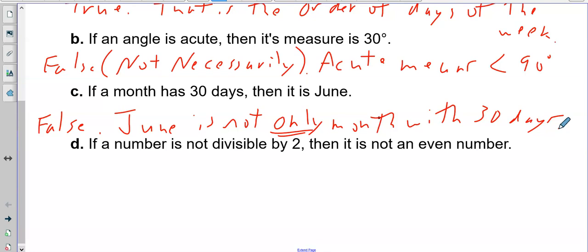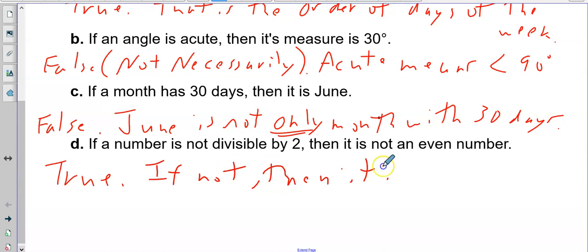If a number is not divisible by 2, then it's not an even number. Okay, that's true. Because if it is divisible by 2, it's even. If it's not, it's odd. And if it's odd, it can't be even. Kind of some common sense there.